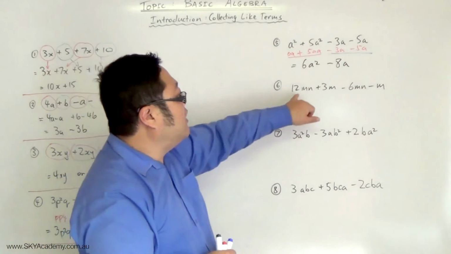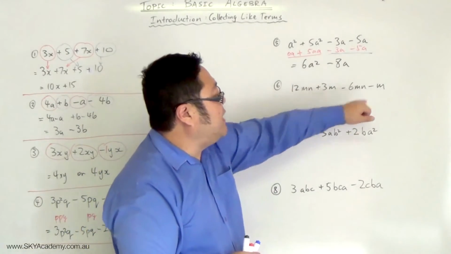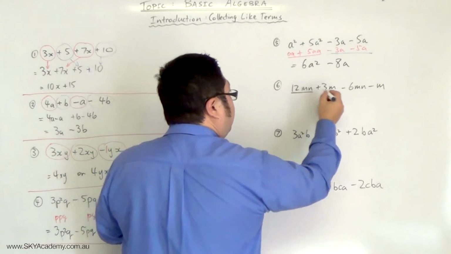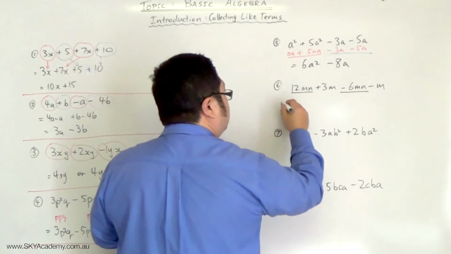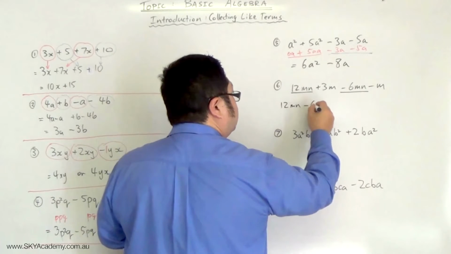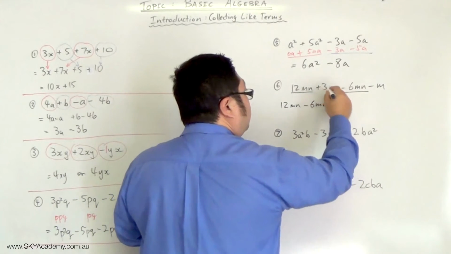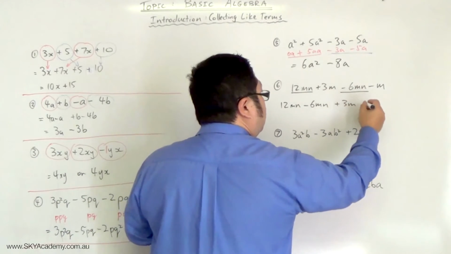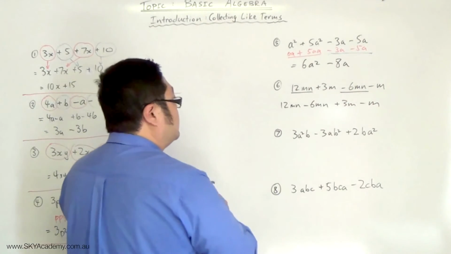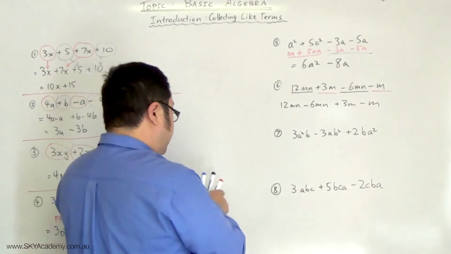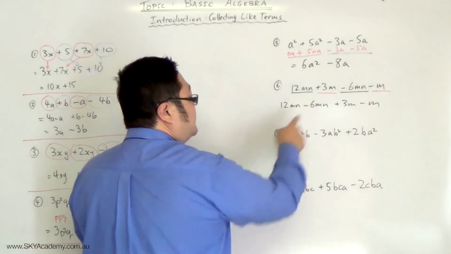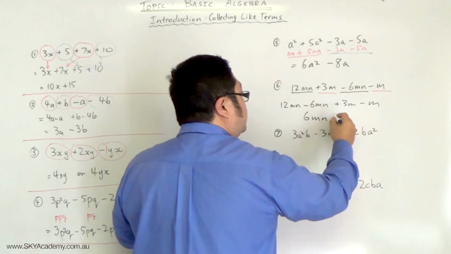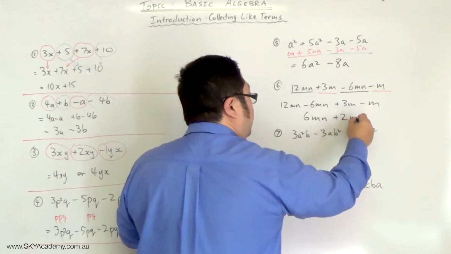Now, 12mn and 6mn, they're like, so that and that go together. 12mn minus 6mn plus 3m minus m. So those two are like, which means that the answer will be 12 minus 6, which is 6mn, plus 3 minus 1 is plus 2m.